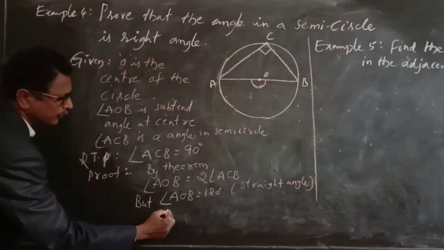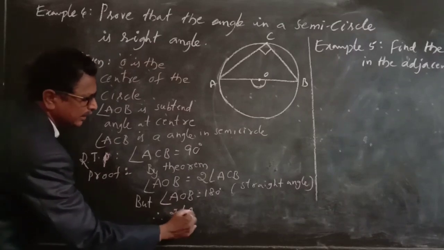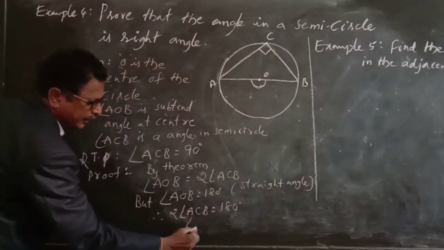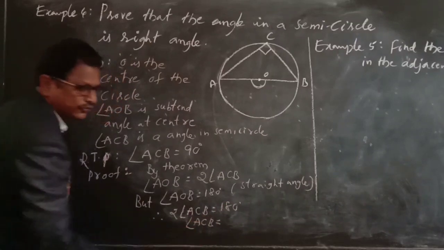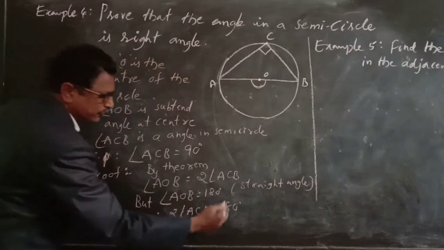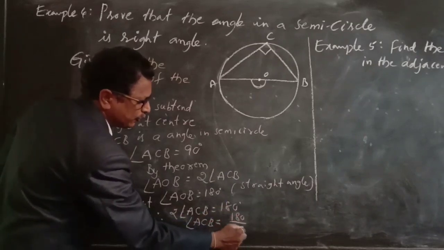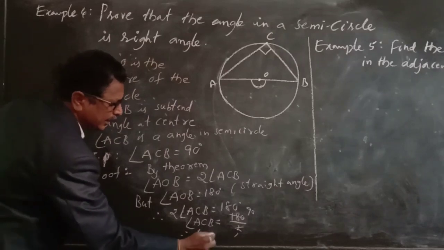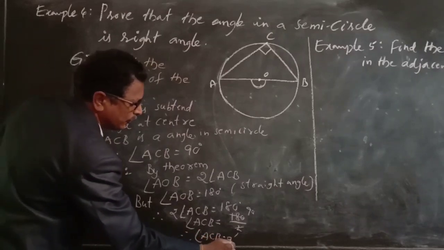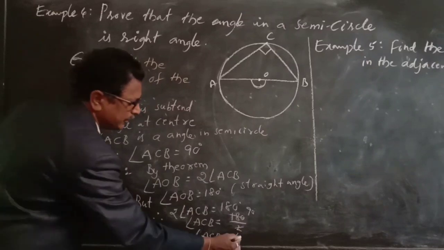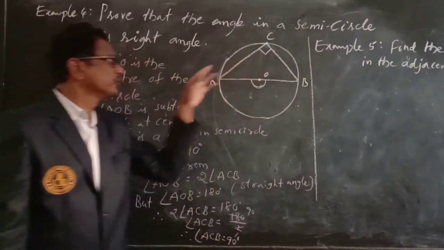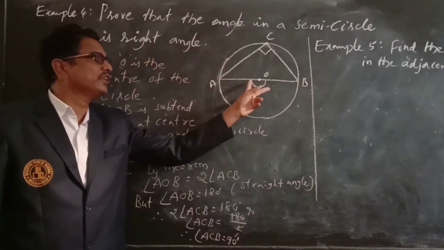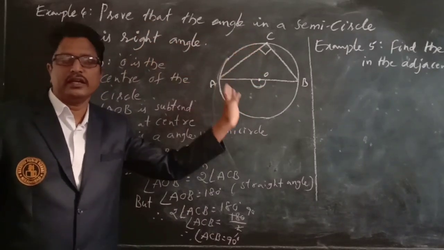Therefore, 2 angle ACB is equal to 180. Then angle ACB is equal to 180 by 2, which is 90. Therefore, angle ACB equals 90 degrees. So what do we conclude? The angle in a semicircle is a right angle.